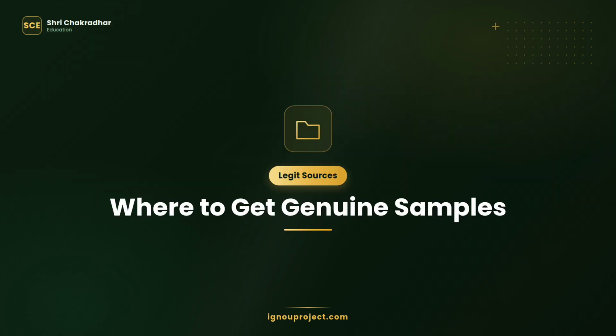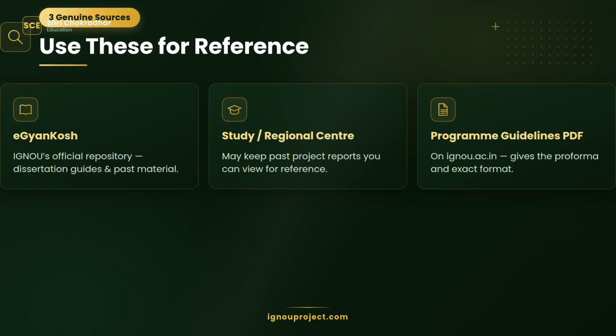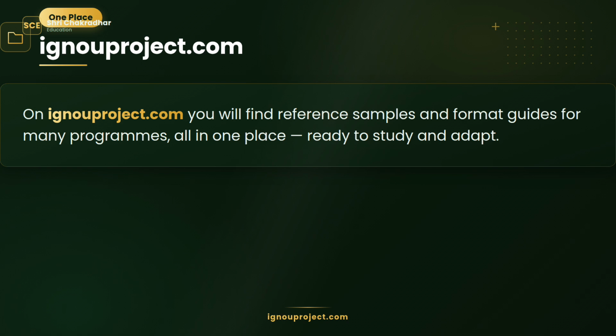So where should you get genuine samples for reference? First, IGNOU's official digital repository, which holds dissertation guides and past material. Second, your study center or regional center, which may keep past reports for reference. Third, your official program project guidelines PDF on ignou.ac.in, which gives the proforma and format. And on ignouproject.com, you will find reference samples and format guides for many programs, all in one place.